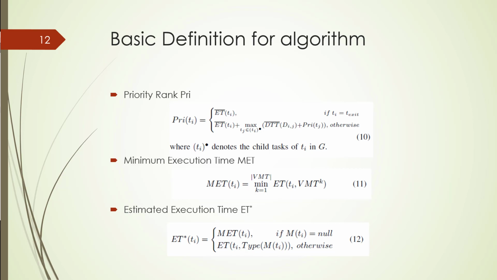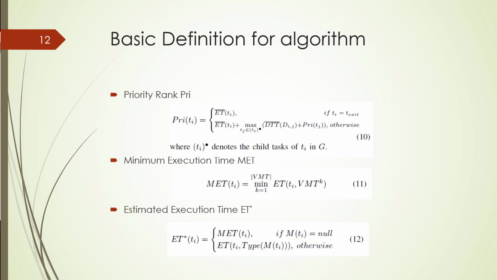So we have the priority rank, we call it PRI of TI, that is the average ETI over the task T if the task T is equal to T exit. Otherwise, the ETI bar of TI plus the DTT average for the DIJ plus pri of the TIJ, the one that makes the maximum. The TI dot denotes the child task of the TI in the task graph.